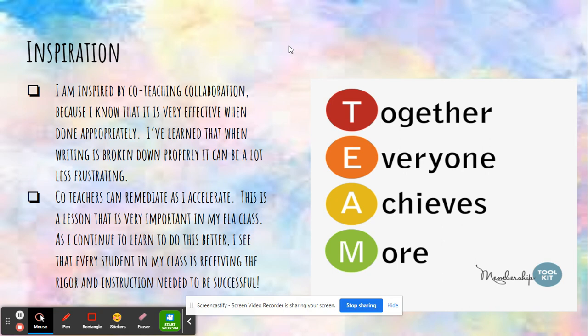So my inspiration, as you can see, my picture says team. So together, everyone achieves more. I am inspired by co-teaching collaboration because I know that it is effective when done appropriately. I've learned that when writing is broken down properly, it can be a lot less frustrating for my students. Co-teachers can remediate as I accelerate. This is a lesson that is very important in my ELA class. As I continue to do this better, I see that every student in my class is receiving rigor and instruction needed to be successful.